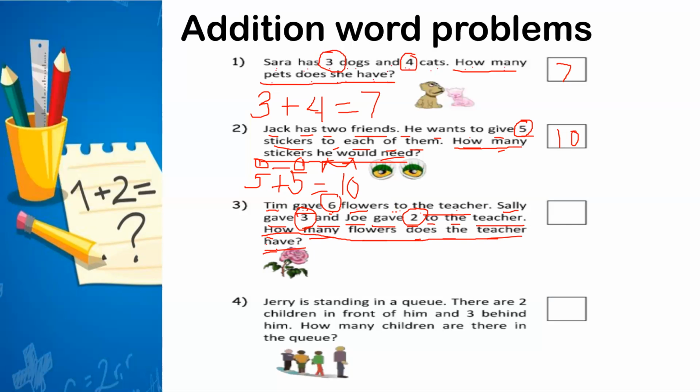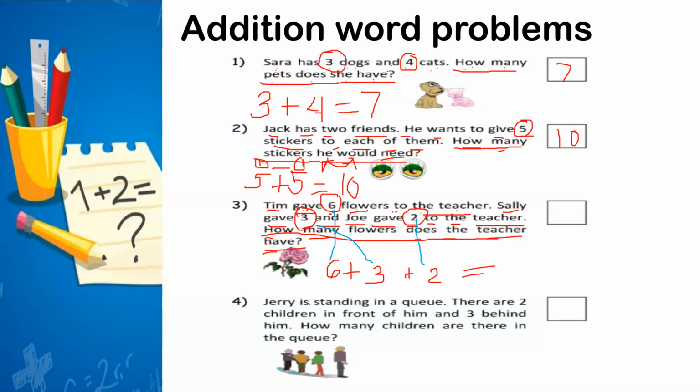Okay, so the next one is write an addition sentence. Let's write all of the numbers. 6 plus 3 plus 2 equals, you see them? So you might say, where did those numbers come from? Okay, so we have 6, 3, and 2. Got it? Okay, now add the numbers.